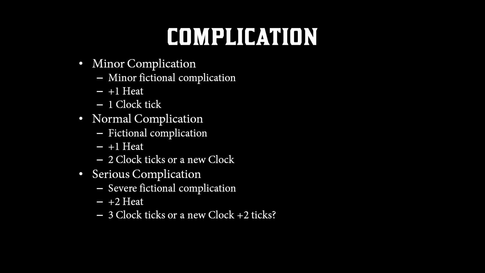Then finally, we have serious complications. So these are severe fictional complications, like the PC is sent flying into a chasm and they have to somehow survive, right? It's a very dramatic complication. Or they could take 2 heat, or 3 clock ticks, or maybe a new clock with 2 ticks. I'm not entirely sure because the rules are very vague about this. So that is my best guess at how the rules ought to work. But again, if you think that interpretation is incorrect, please let me know.